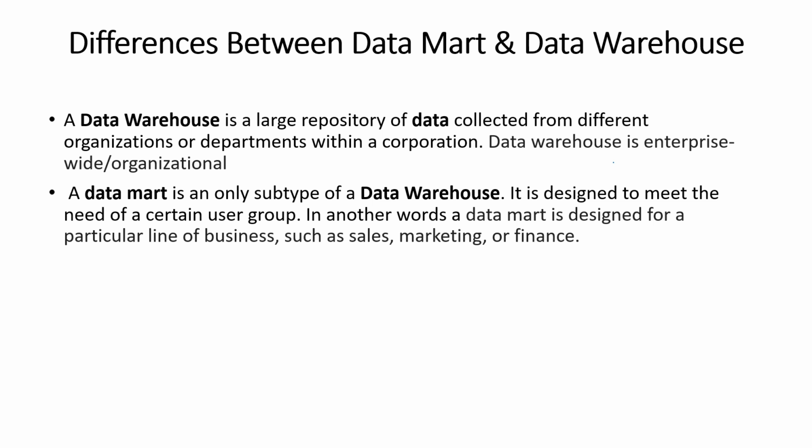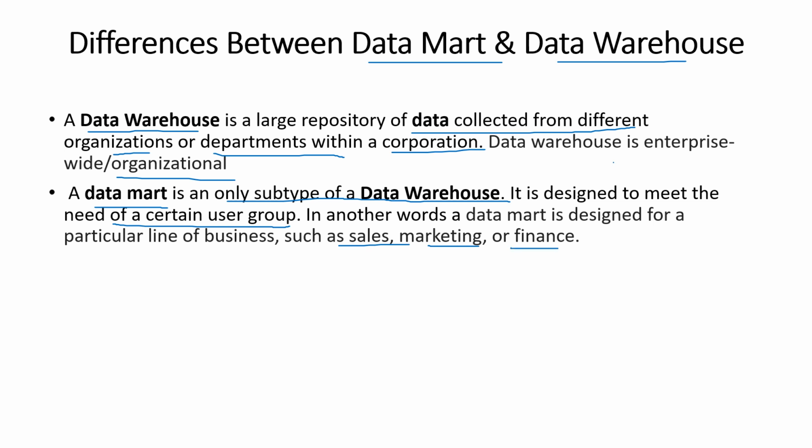What are the differences between data mart and data warehouse? A data warehouse is a large repository of data collected from different organizations or departments within a corporation. A data warehouse is enterprise-wide, at the organizational level, whereas a data mart is only a subtype of a data warehouse. It's designed to meet the need of a certain user group. In other words, a data mart is designed for a particular line of business such as sales, marketing, or finance.